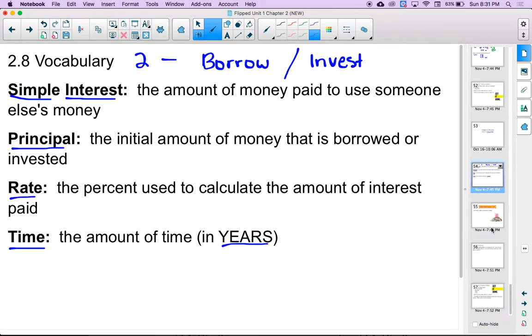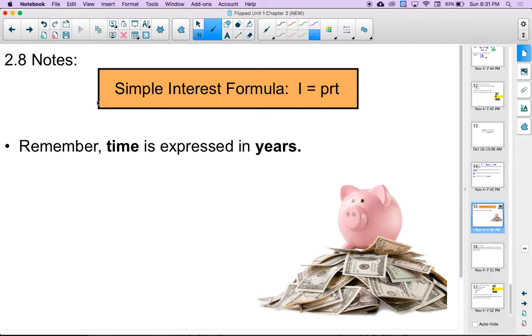So, I have a couple notes for us to write down. First, the formula for simple interest is I, that stands for the interest, is equal to P times R times T. P is the principal, R is the rate, that's our percent, and T is the time that goes by. Okay, so that's the formula. I equals principal times rate times time. And remember, time is expressed in years. This is so important. That's why you keep seeing it pop up in your notes.